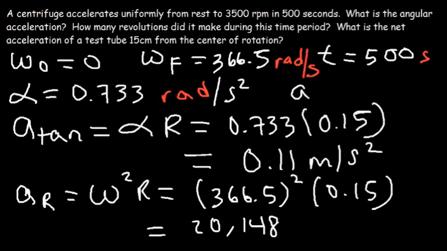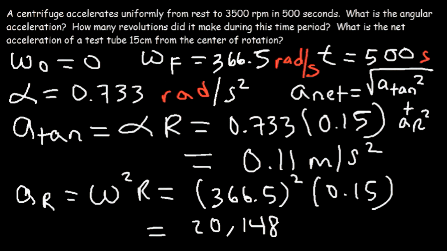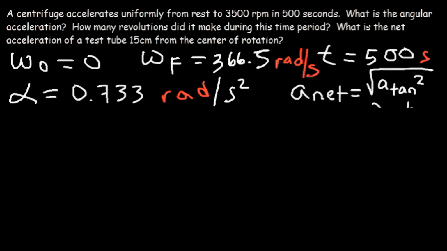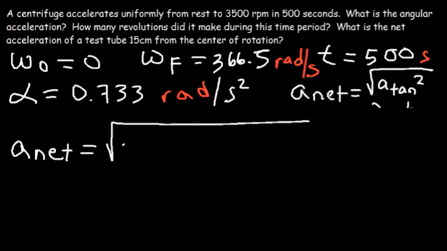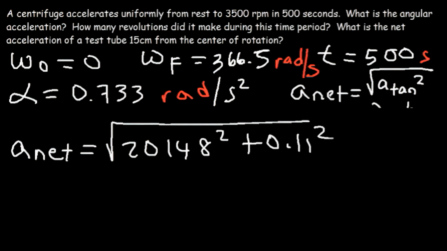Now the net acceleration, which is the square root of the square of the tangential acceleration and the square of the radial acceleration. Because the radial acceleration is so much larger than the tangential acceleration, the net acceleration is going to be the same as the radial acceleration. If you plug it into the formula, this is going to be about 20,148.